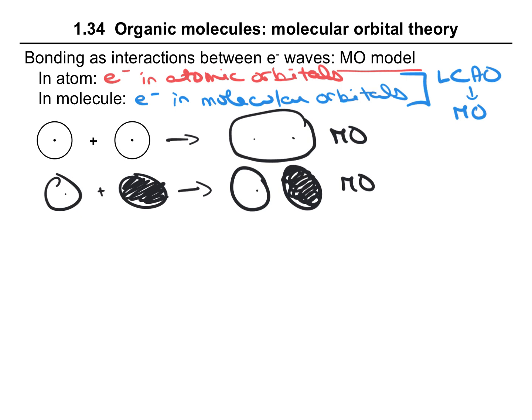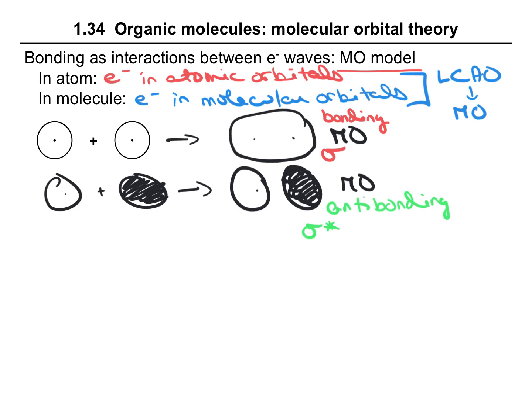When the atomic orbitals are in phase, the resulting molecular orbital is called a bonding molecular orbital, and this is called the sigma molecular orbital. When the atomic orbitals are out of phase, it gives an antibonding molecular orbital. This one is called sigma star.